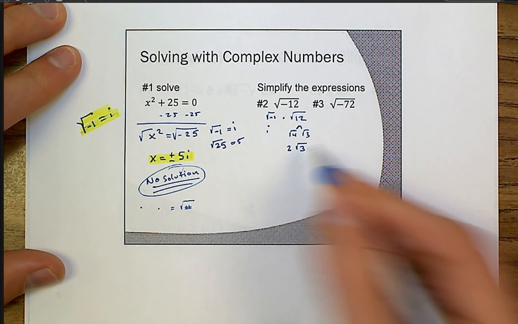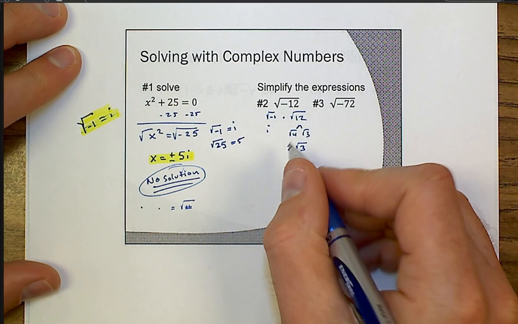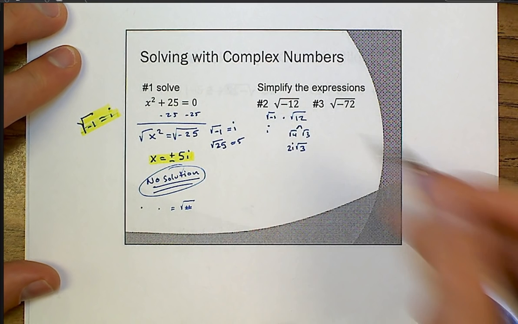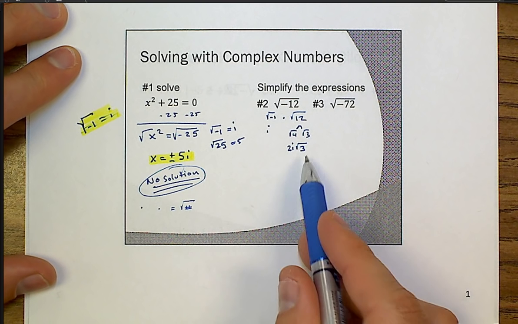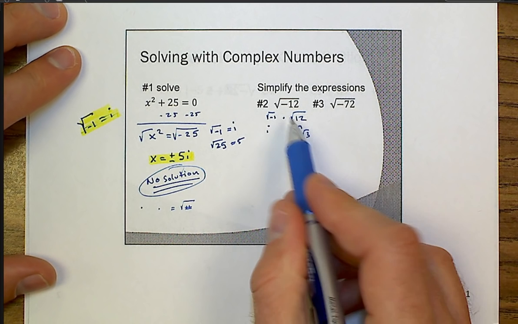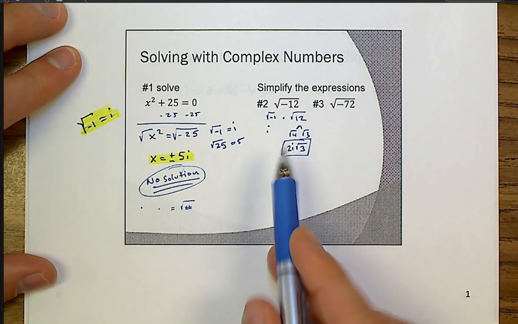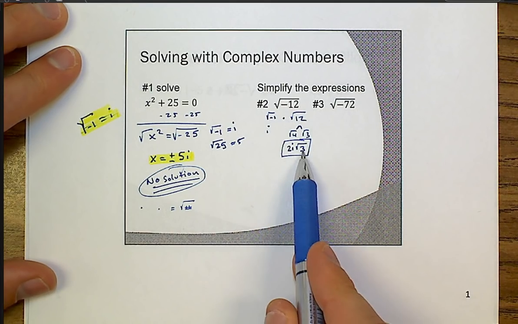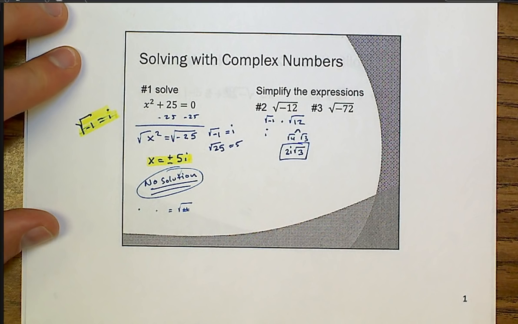Now the million-dollar question is, where does the i go? It's always going to go with the number out in front. We don't put it back underneath the square root symbol. So if I needed the answer to the square root of negative 12, it'd be 2i square root of 3. Okay? Same thing with 72.